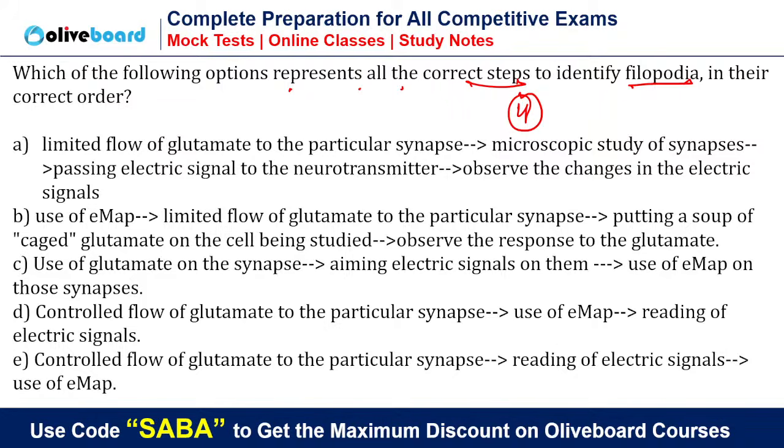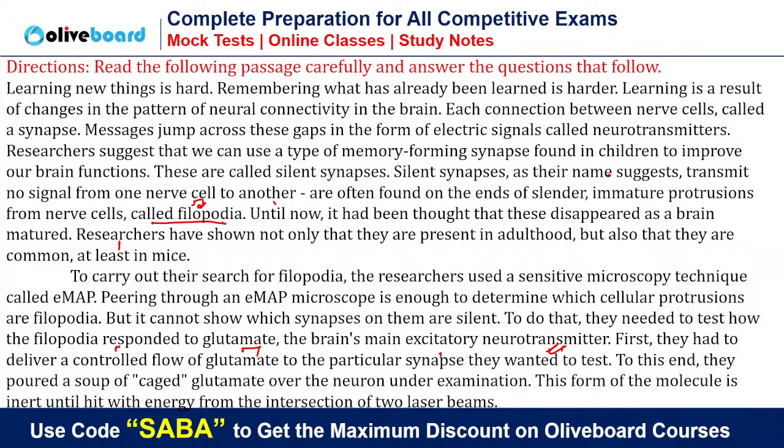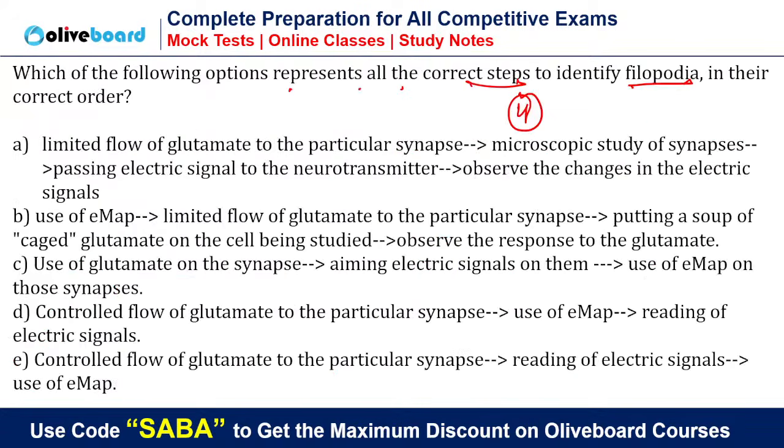Chalo, do this one. You have to tell the correct steps to identify Philopodia in their correct order. Okay? Come to the passage and find the correct order. B, B, B. Everybody, acha, okay. You people are already saying B. See, this also you will get directly in the passage.